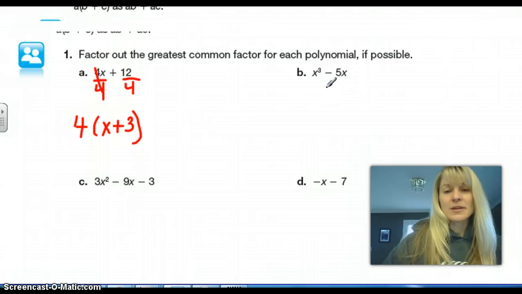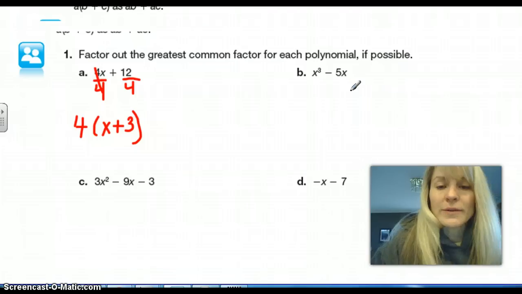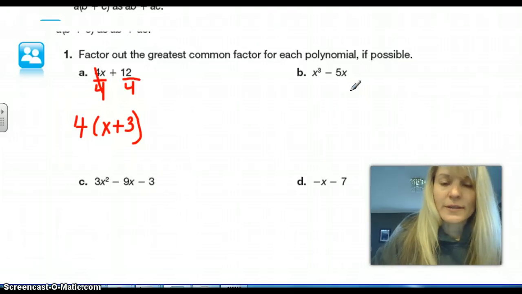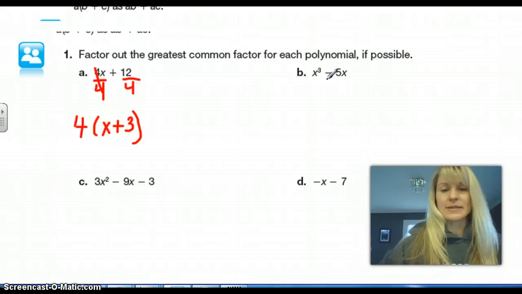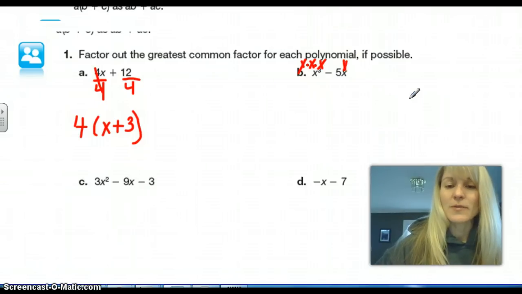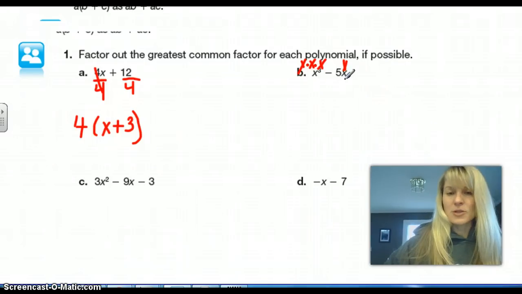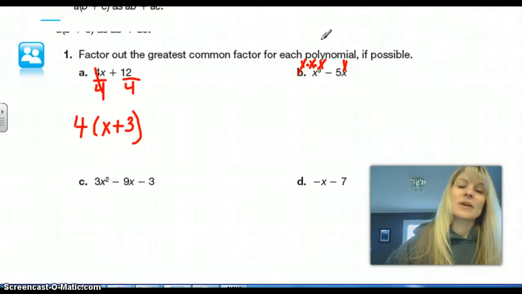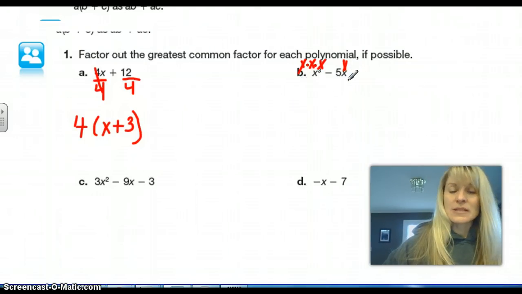Okay, going over here, there's a 1 in front of that x. So obviously the GCF is 1. But then we also need to look at our x's. Remember, x to the third means x times x times x. And then this 5 is just 5 times x. So when we're finding the GCF, we have to find out the smallest variable power that they both have. So this term has 1 x, this term has 3 x's. So because this has 1, we can only divide by 1x.